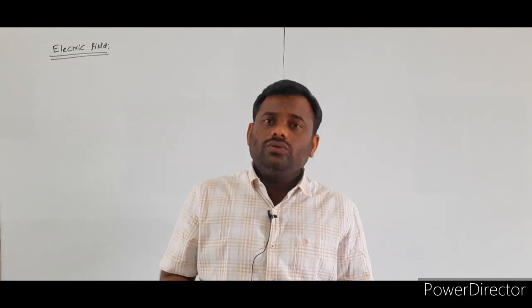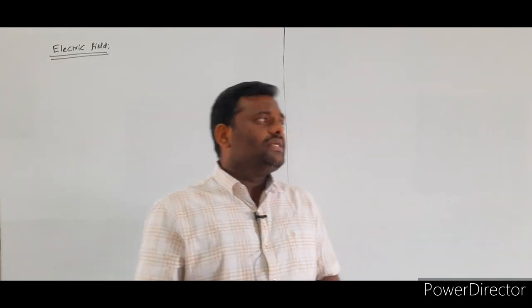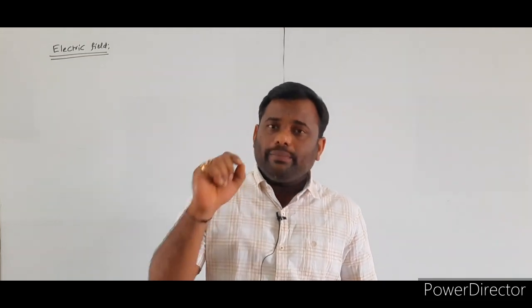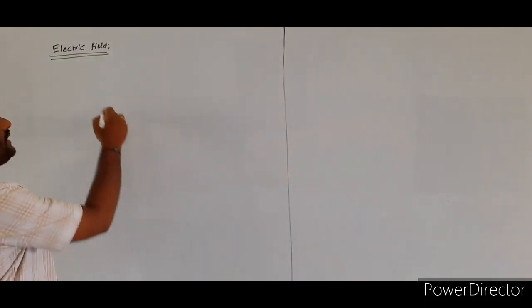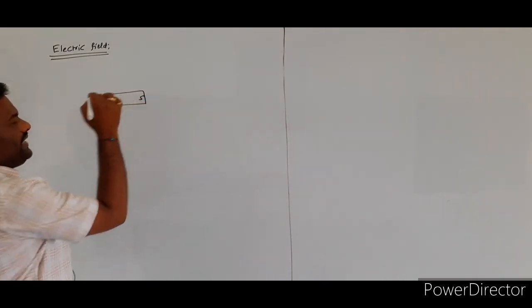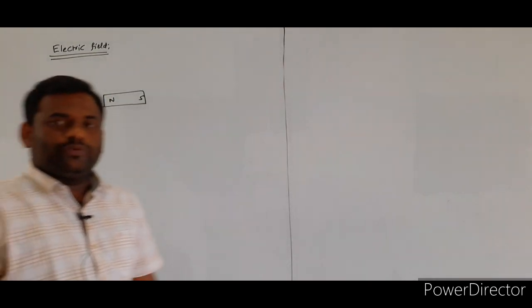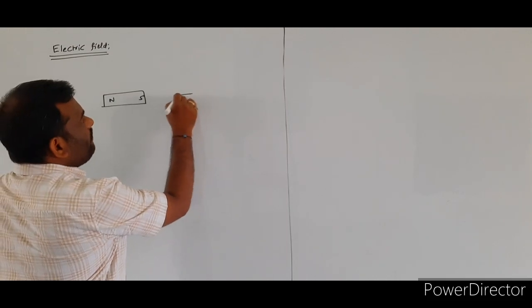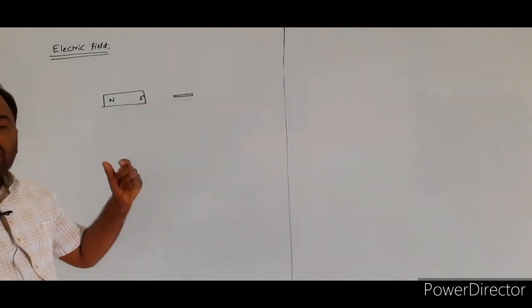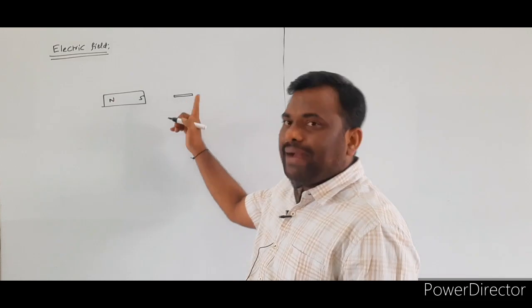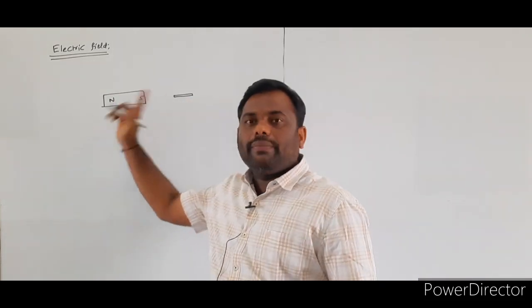Before going to discuss the electric field, we already know from lower studies about the bar magnet and the magnetic field. Suppose I consider the bar magnet here. This bar magnet consists of two poles, the north pole as well as the south pole. Whenever a magnetic needle or a magnetic substance is placed very close to the bar magnet, this magnetic substance will be attracted by the bar magnet.